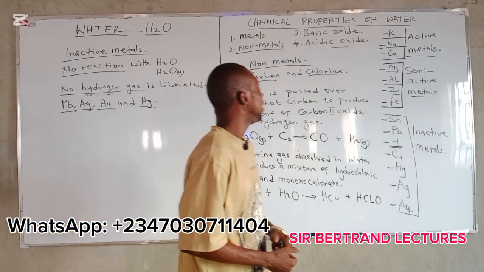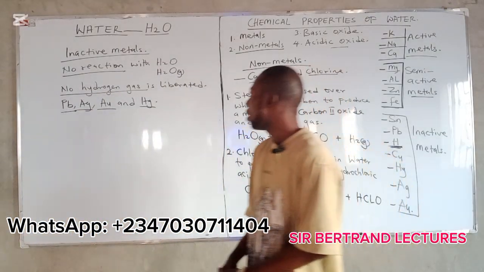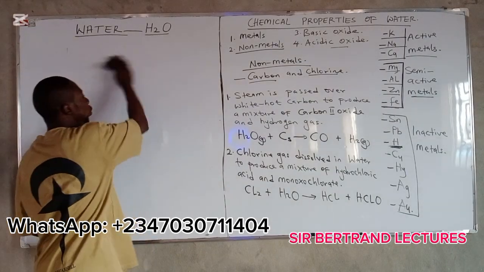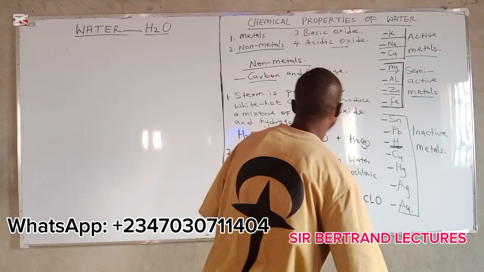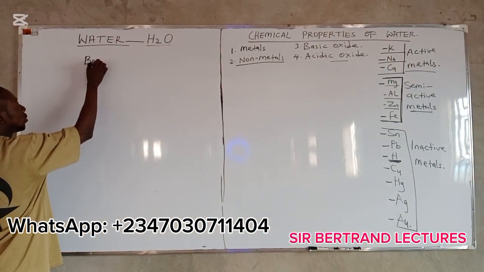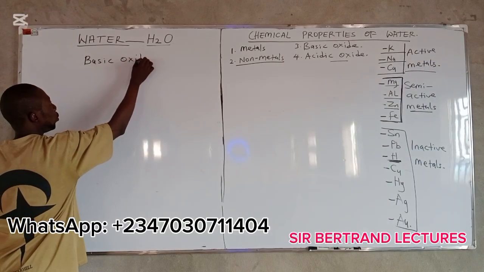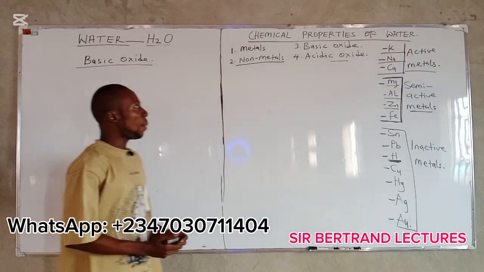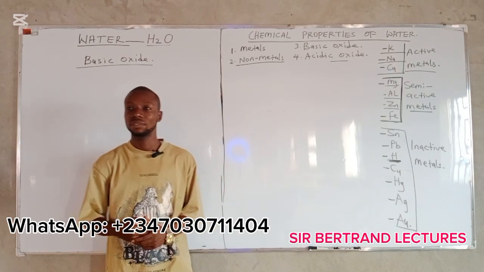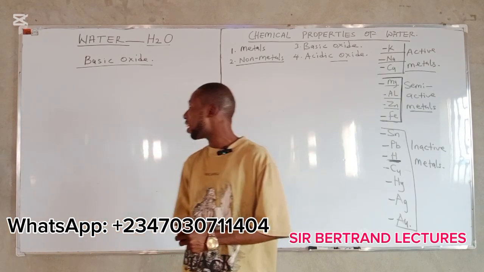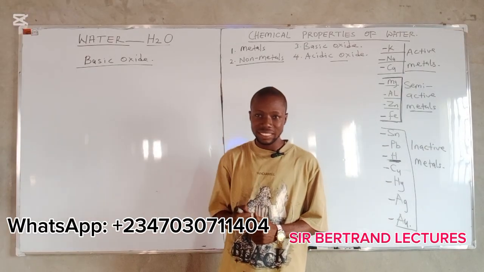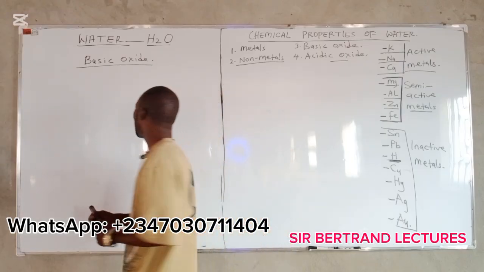Now let's look at the reaction of water with basic oxide. Reaction of water with basic oxide, which is chemical property of water number 3. Let's look at the reaction with basic oxide, which is here the chemical property of water number 2. What is basic oxide? Basic oxides, as we know in chemistry, are those oxides of metals that react with acid to produce salt and water.